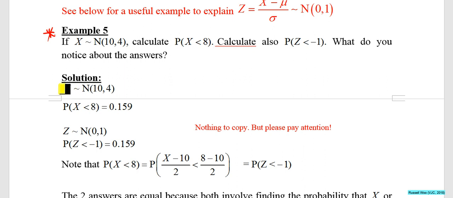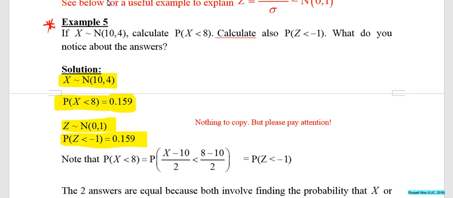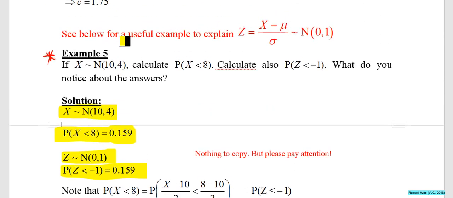Now, I don't think it's difficult. If let's say X is a normal distribution, mean 10, standard deviation 2, you can easily find this using GC. You realize that if I use a standard normal, mean 0, standard deviation 1, probability z smaller or equal to minus 1 is also 0.159. What I'm saying here is, maybe now this time I need to draw something.